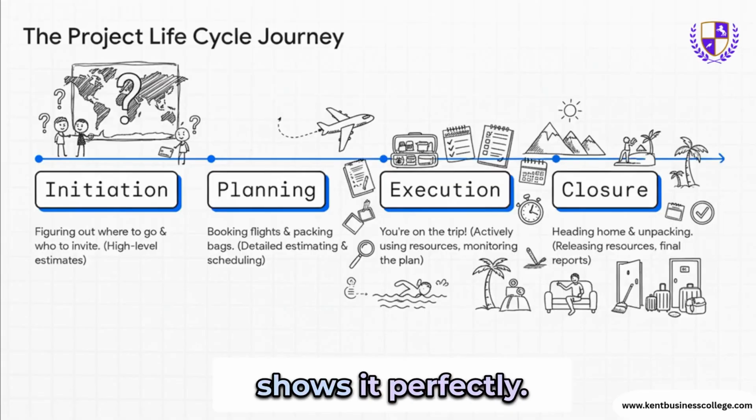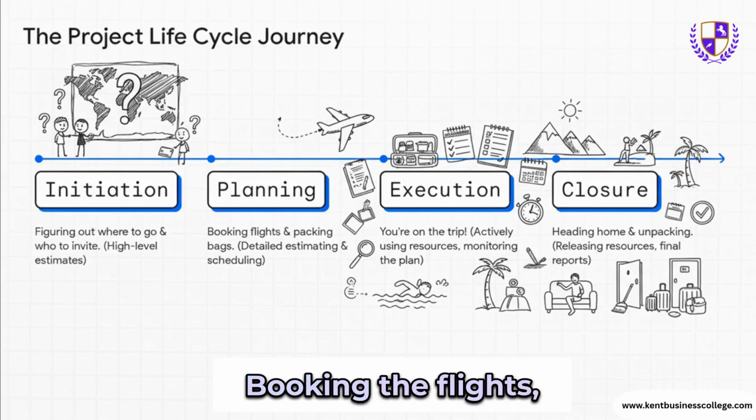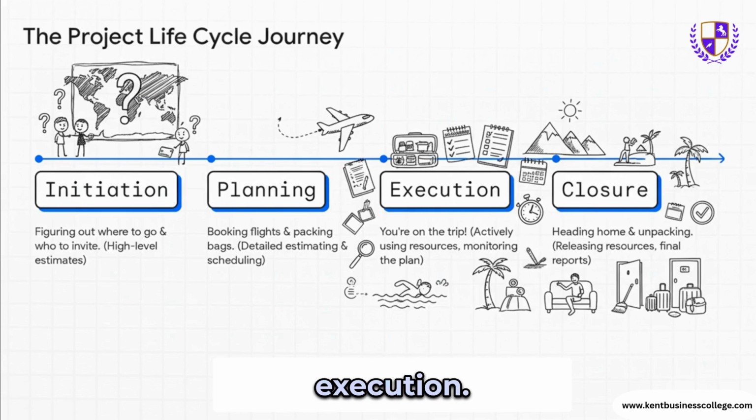And this timeline shows it perfectly. At the start, in the initiation phase, it's all about big ideas, kind of like figuring out a destination and who you want to invite. Then you move into planning, and that's when you get into the nitty-gritty, booking the flights, packing the bags, making detailed schedules. Execution? Well, that's the trip itself. You're actually using everything you planned for. And finally, closure. That's like coming home, unpacking, and letting your team move on to the next adventure.